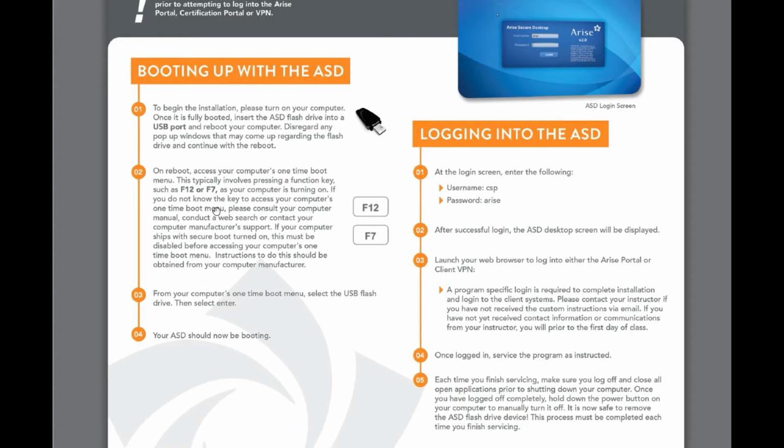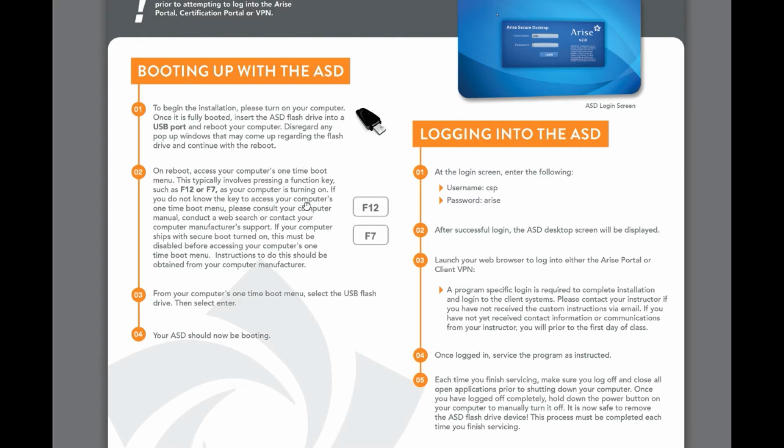On step 2, guys, it says on reboot, access the computer's one-time boot menu. This typically involves pressing a function key such as F12 or F7. Depending on what computer make and model you have, it'll depend on what your boot system key will be. Normally it'll be F12 or F7. As your computer is turning on, you're going to be clicking on F12 or F7.